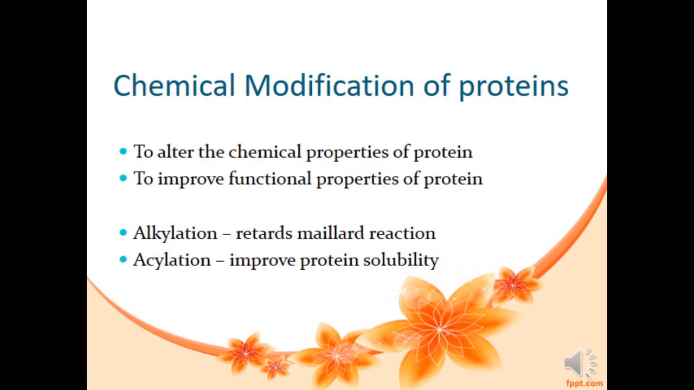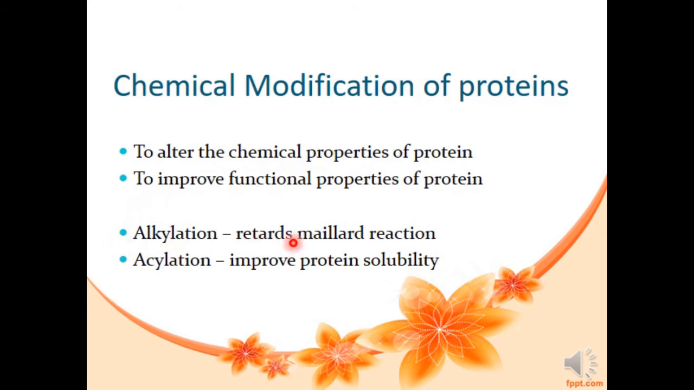So, if racemization and protein cross-linking lead to negative effects, therefore chemical modification is needed to avoid the negative effects. Two of them are alkylation and acylation. These two reactions will alter the chemical properties of protein, but they won't give negative effects such as reduced digestibility or reduced absorption. And this chemical modification will improve the functional properties of protein.